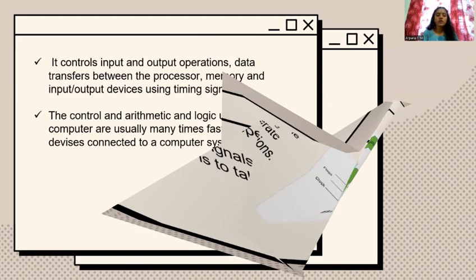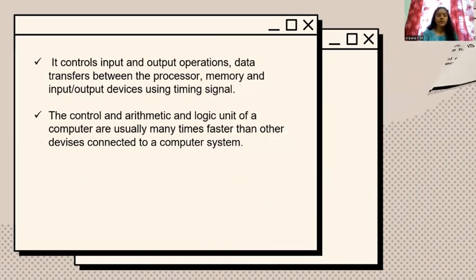It also controls the input as well as the output operations, and not only input and output but also the data transfers between the processor, memory, and input or output devices, by using timing signals or control signals. The control unit and the arithmetic and logic unit are mainly the two units which are usually many times faster than the other devices connected to a computer system.